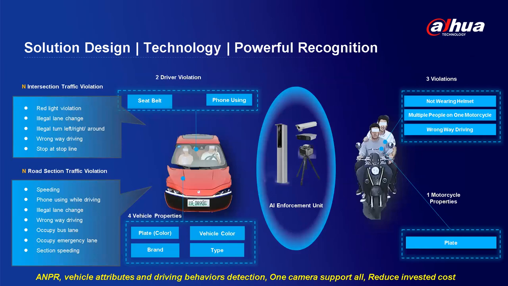Then the other violations are red light violation, of course, illegal lane change, illegal turning left or right or going around, of course, wrong way, and stopping at the stop line. So if you violate these offenses, then we can trigger alarms. At a road section, we check things like speeding, using phones, illegal lane change, driving the wrong way, occupying the bus lane, if you have a bus lane, of course, and occupying the emergency lane in places where we have an emergency lane. Of course, section speeding.